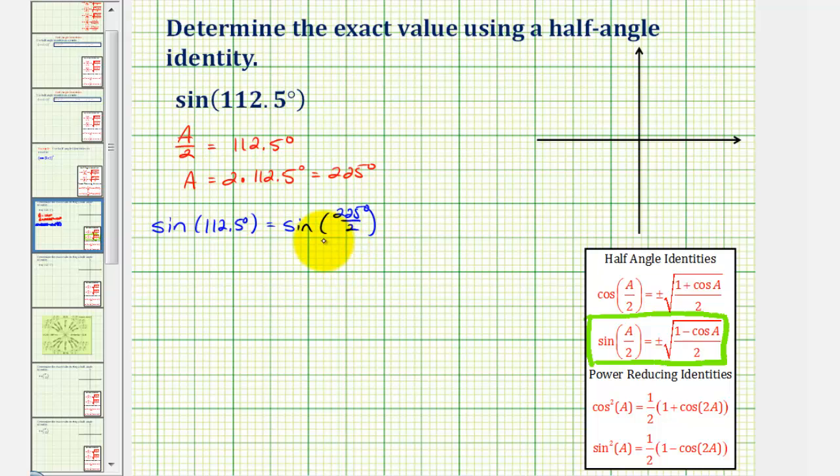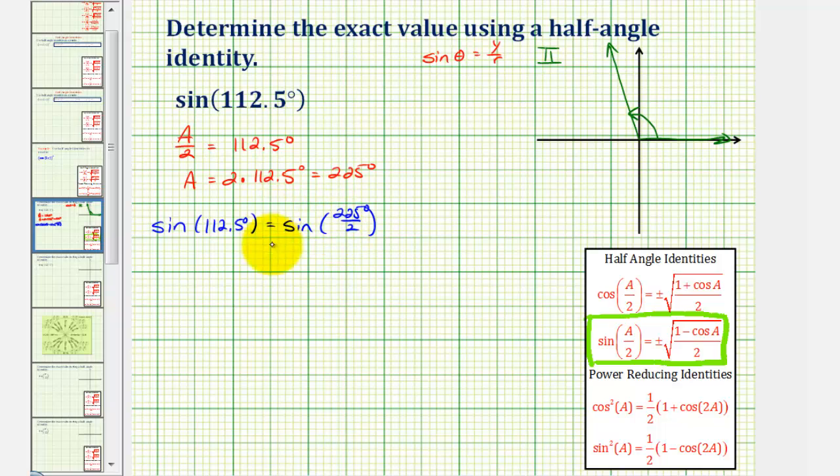And now it's in the correct form to apply this given half-angle identity. But again, before we apply this, let's determine whether it's going to be a positive or negative value. Remember, sine theta is equal to y divided by r, and 112.5 degrees in standard position would have the initial side here and the terminal side approximately here in the second quadrant. And because y coordinates are positive in the second quadrant, sine function values are positive in the second quadrant, and therefore we know we're going to have a positive square root when applying this identity.